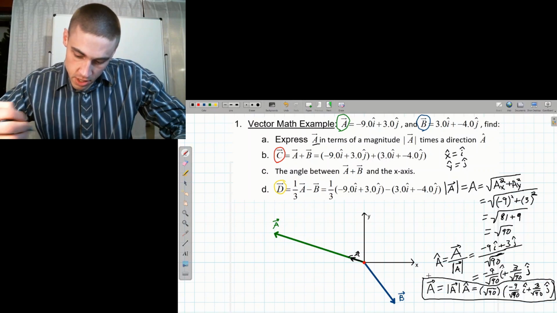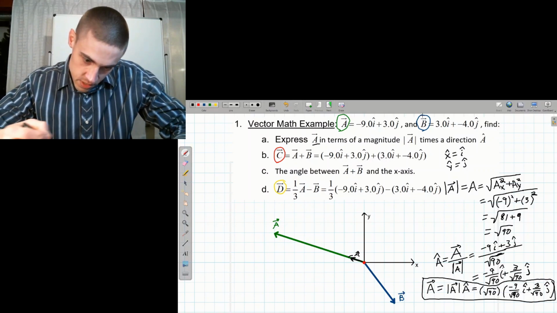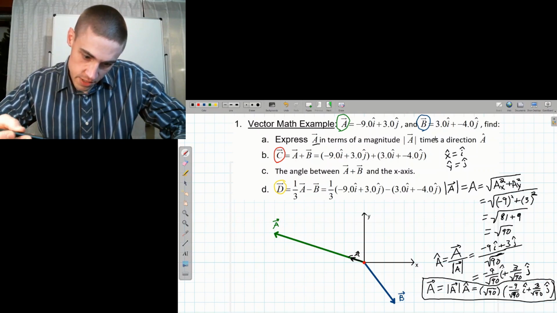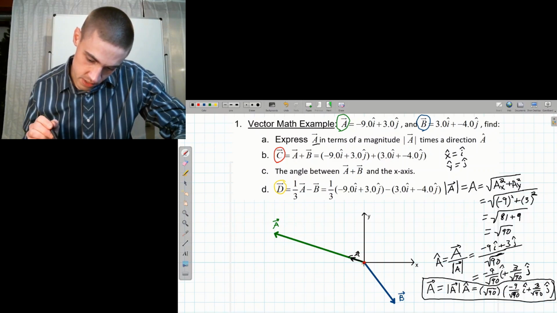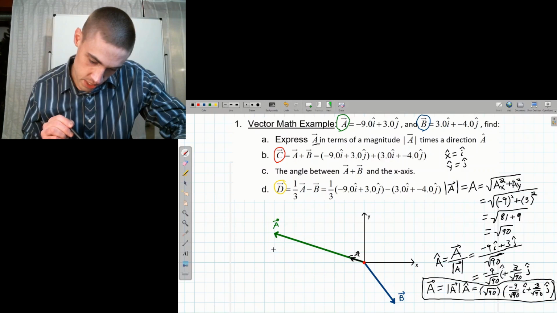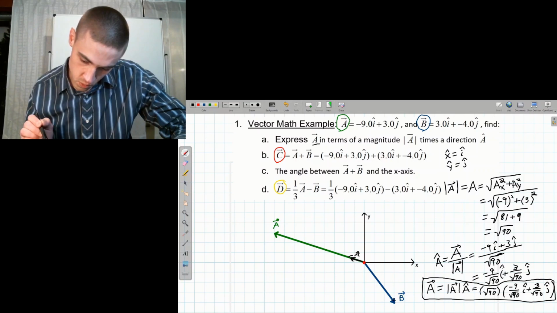A and B here are drawn on the coordinate axes, by the way, in these colors that I've circled over here. And so you can see that vector A is -9 in its x component and 3 in its j component. That's the way that it points: -9 this way, up 3. In the same way, B goes to the right 3 and down 4.